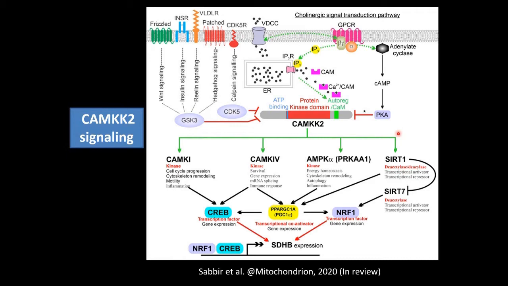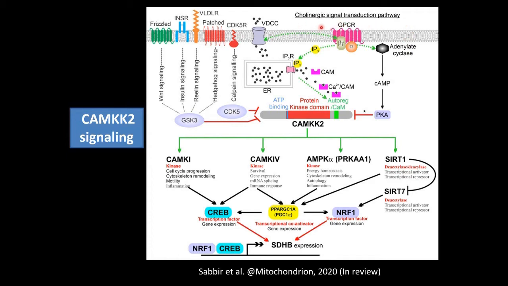Once activated, CAMKK2 can phosphorylate multiple downstream kinases, for example CAMK1, CAMK4, AMPK alpha, and SORT1. Each of them has its own signaling pathway, which then controls different cellular functions. It is important to note that the cholinergic signal transduction pathway can directly control CAMKK2 function.